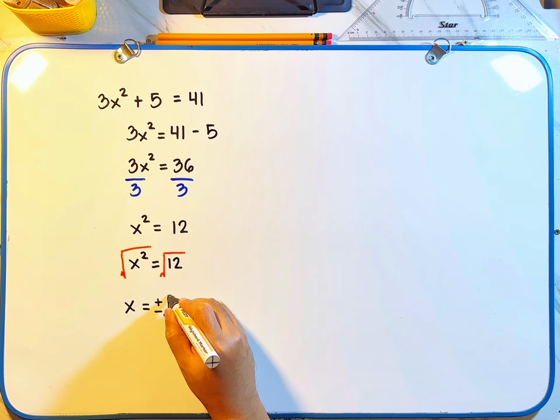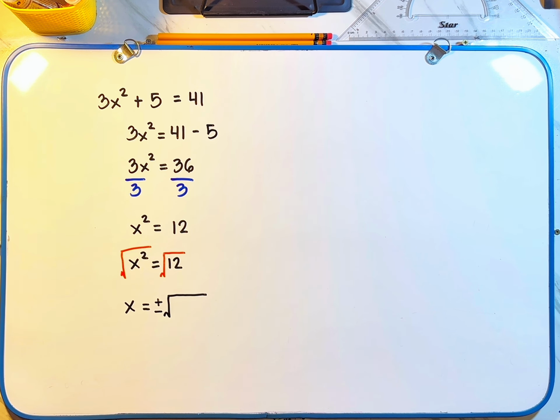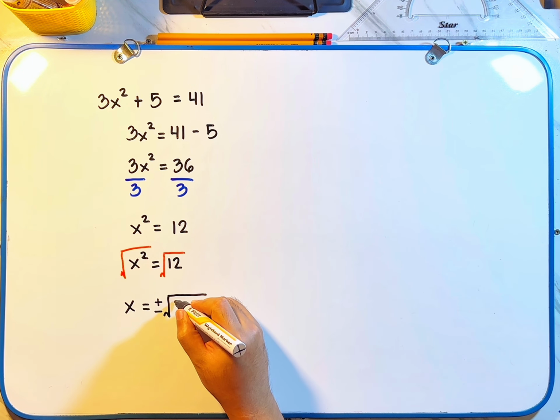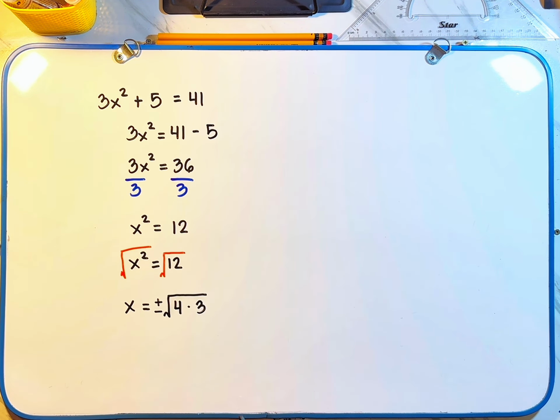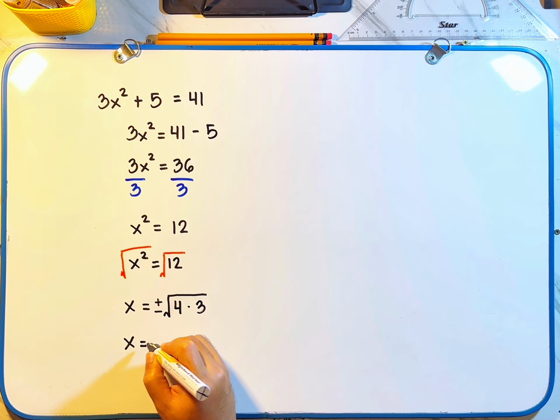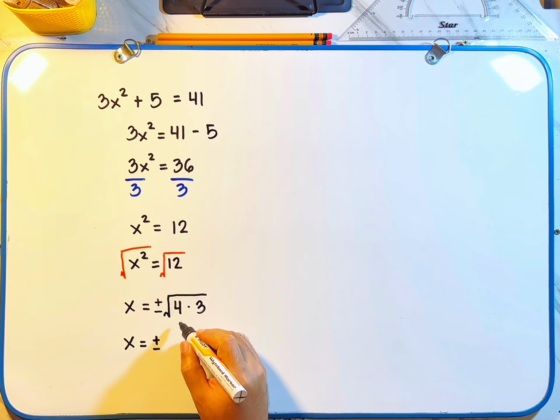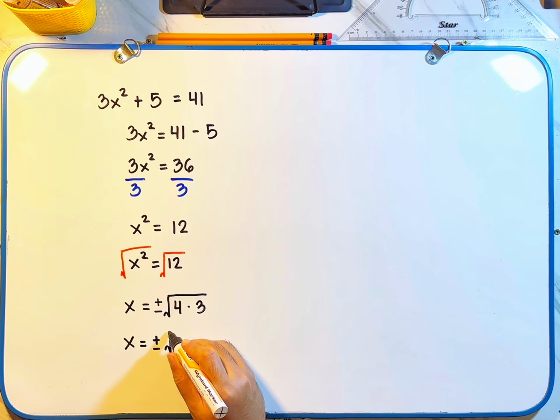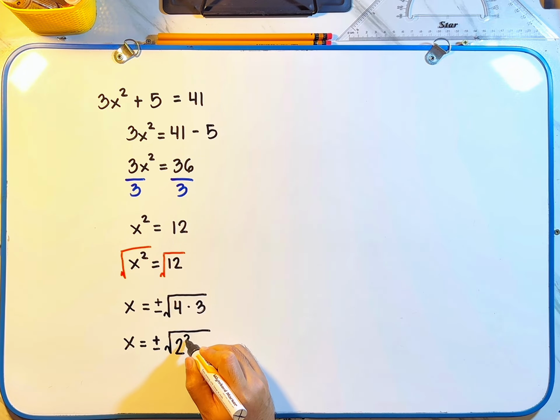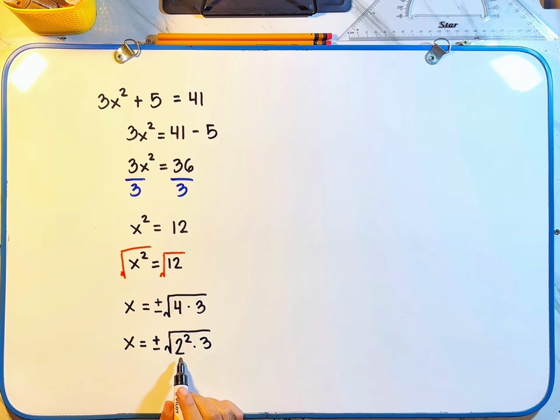Now, the square root of 12 is not a perfect square, but we can express it as factors in which one of the factors is a perfect square. For example, 12 is equal to 4 times 3, right? Therefore, x is equal to plus minus the square root of 4 times 3. 4 is a perfect square, 2 squared, so 2 squared times 3. And we can take out the base, 2, outside the square root, such that we have x is equal to plus minus 2 and the remaining square root of 3.